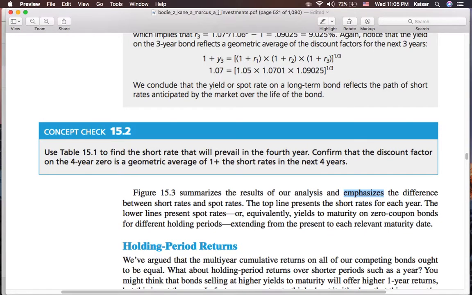the difference between short rates and spot rates. The top line presents the short rates for each year. The lower line presents spot rates, or equivalently yields to maturity on zero-coupon bonds for different holding periods, extending from the present to each relevant maturity date.